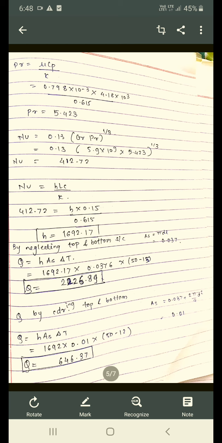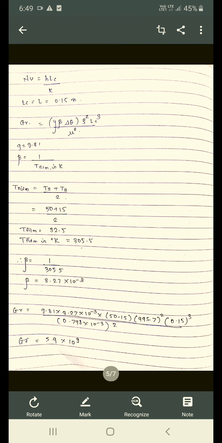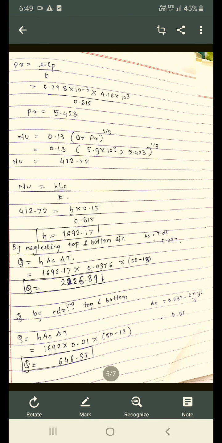So all values are available with us and the only unknown is H. We have calculated H using this relation as 1692.17. Now, if we neglect the top surface and bottom surface of the cylinder, and considering the top surface and bottom surface of the cylinder, here two cases will arise.